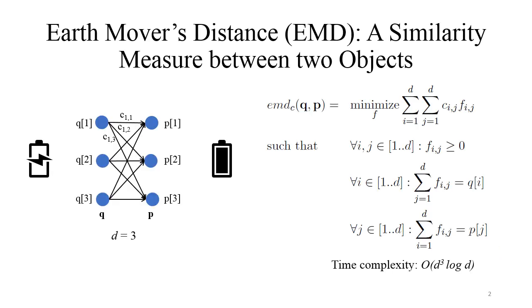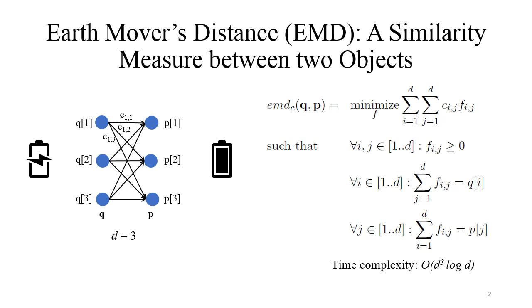After you read the title, the first thing you may ask is, what is Earth Mover's Distance? In fact, Earth Mover's Distance is a similarity measure between two objects, for example, images. As shown in this figure, we use the feature vectors Q and P to represent these two images. Earth Mover's Distance models that each feature value in Q, for example Q1, Q2, and Q3, can move or shift its values to the feature values of P.